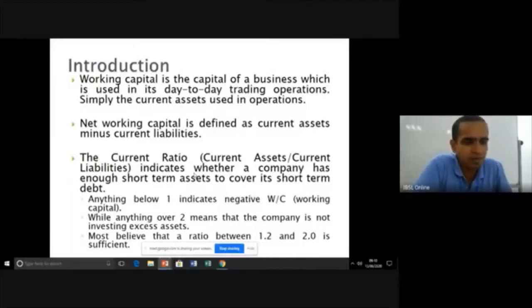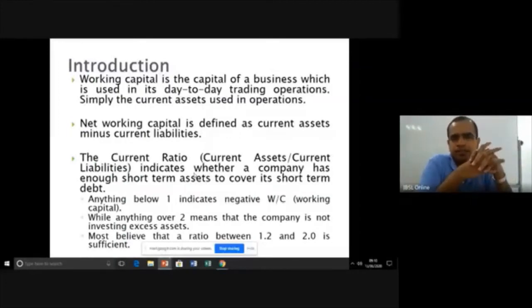Right? So anything less than 1, the current ratio of current assets over current liabilities indicates whether a company has enough short-term assets to cover short-term debt. Remember, you might go bankrupt if you can't cover short-term debt. So it's very important that you have enough liquidity to cover short-term debt. Anything below 1 indicates negative working capital. Anything more than 2 means the company is not investing excess assets. If you're more than 2, that means you have twice the amount of current assets compared to current liabilities.